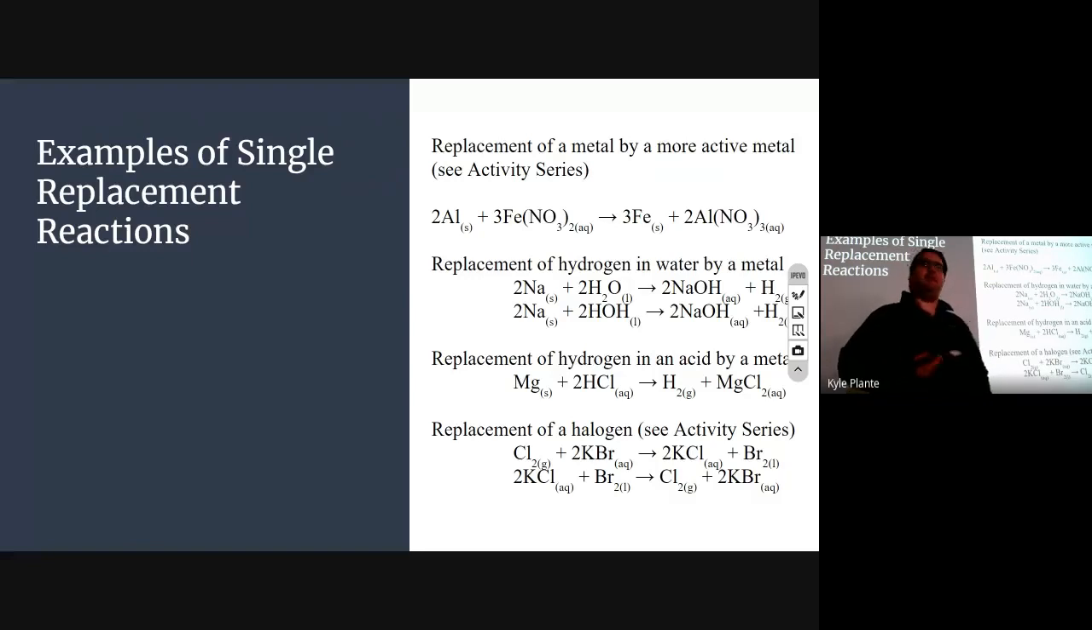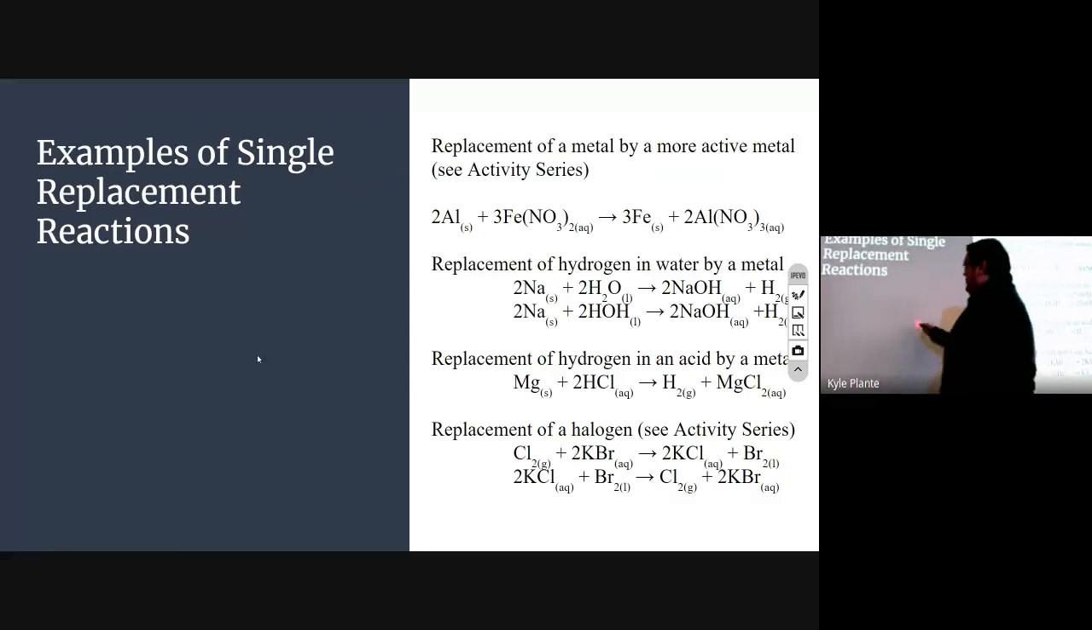Hydrogen can also be found in acids. So you'll have metals that will replace hydrogen reacting with an acid. And there's also sometimes halogens that can be replaced. If you look on the very bottom, you have a non-metal halogen reactivity series. So you can have nonmetals replace other nonmetals as well.